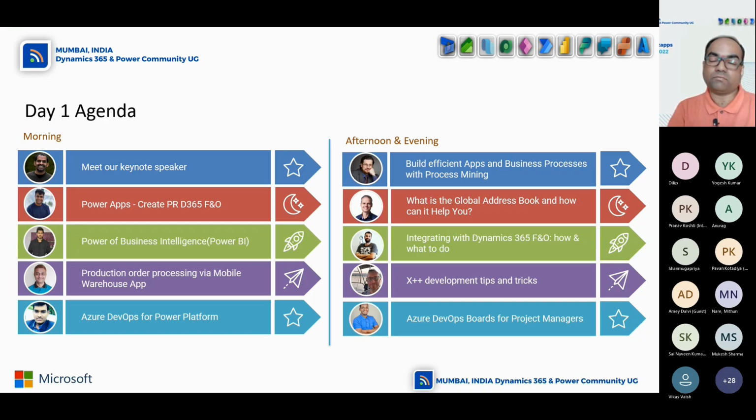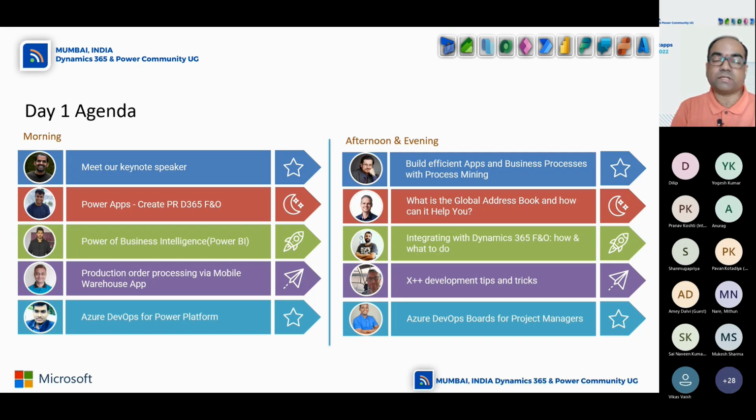Then we have Fateh. Fateh is going to focus more on the X++ development side. I know those of you joining from a technical background in X++ will be interested. Often we have seen how we can expedite the process, and he's going to share tips and tricks on the X++ development side. And then we'll close day one with Azure DevOps boards for project managers.